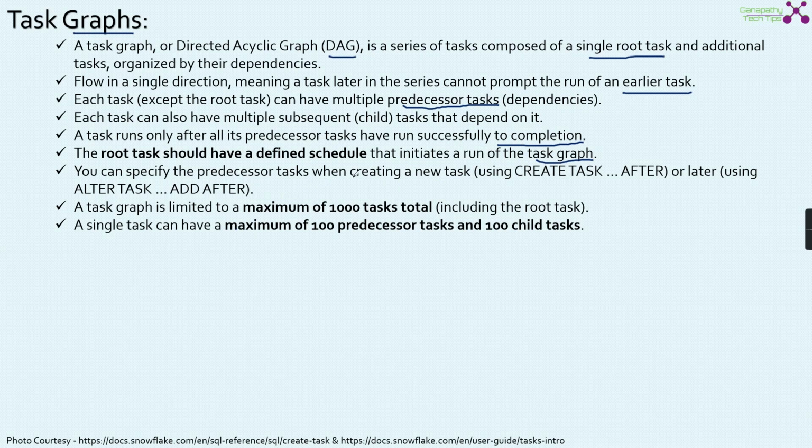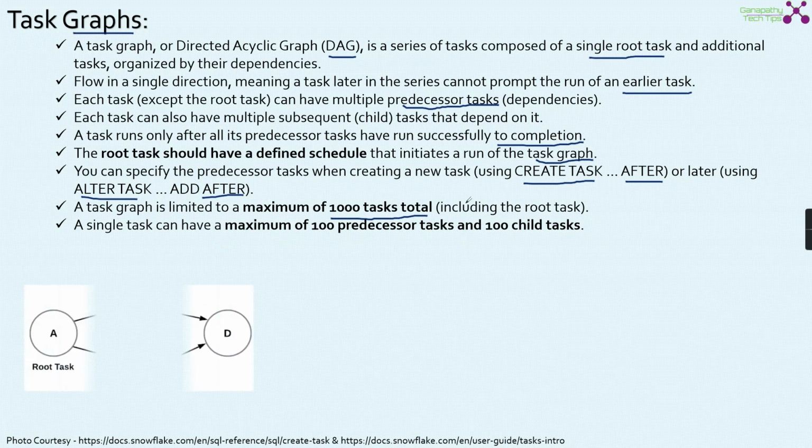You can specify the predecessor task while creating a new task. Usually, we create a task using the create task statement by specifying the AFTER command. Or, if you want to add the dependency at a later point in time, we can use the ALTER TASK command and add the AFTER statement to it. A task graph is limited to a maximum of 1000 tasks in total, including the root task. A single task can have a maximum of 100 predecessor tasks and 100 child tasks. These are very, very important from the exam point of view.